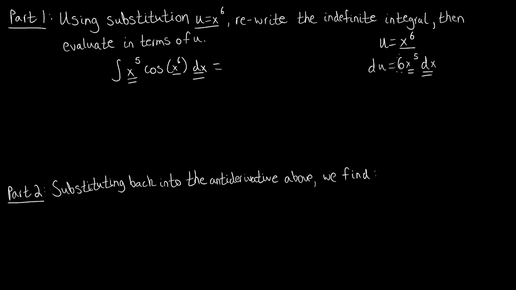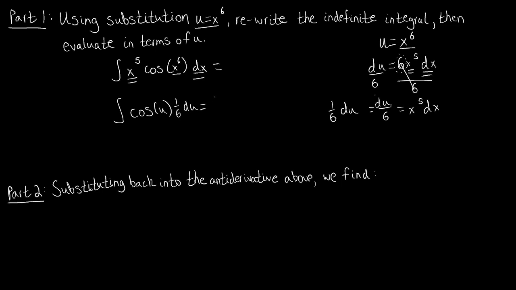Then where does this 6 go? Just like we saw in the last video for the first problem of this section, we can divide it away to take it to both sides, to say that du over 6, or 1/6 du, equals x to the 5th dx. So whenever we plug in our expression in terms of u for x to the 5th dx, we plug in 1/6 times du. What does our integral look like? We have the integral of cosine of u times 1/6 du, which turns into the integral of 1/6 cosine of u du.